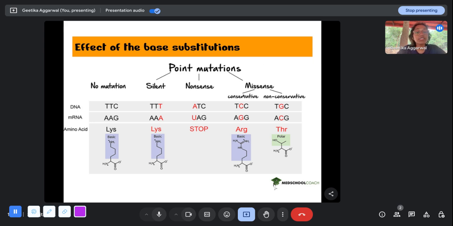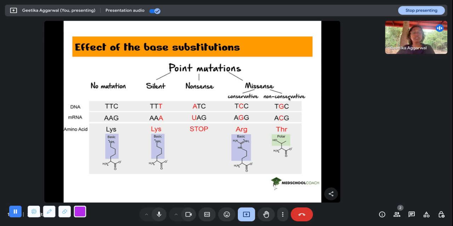Missense. In missense, there are again two types: conservative and non-conservative. Conservative means it is changing the amino acid, but the amino acid is still basic, so the property is more or less the same. From TTC to TCC leads to AGG, which codes for arginine. Lysine, arginine, both of them are basic. So the property of the amino acid is more or less similar. That's a conservative missense mutation.